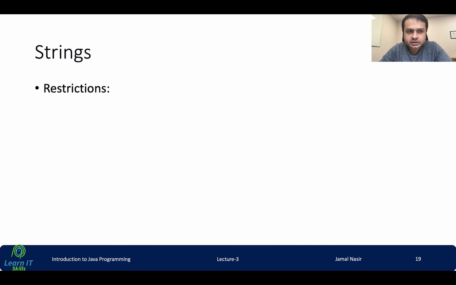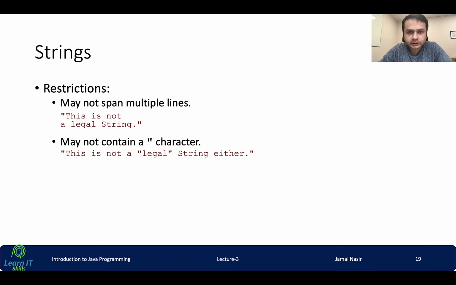There are some restrictions about strings, like it cannot span multiple lines, right? We have to write strings on a single line. And it may not contain a quotation mark character. But obviously this is a problem. If we want to print one string that may contain a quotation mark character, then what will we do? Like in this example, this is not a legal string either, right? But in many cases we do require strings which may contain quotation mark characters, right?